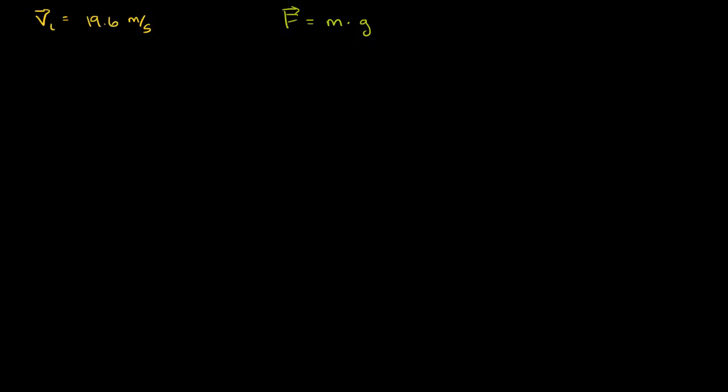Now, if you want the acceleration on Earth, you just divide force by mass, right? Because force is equal to mass times acceleration. If you want acceleration, divide both sides by mass, so you get force over mass. If you divide both sides of this by mass, on the left-hand side you get acceleration, and on the right-hand side you get the same quantity g.